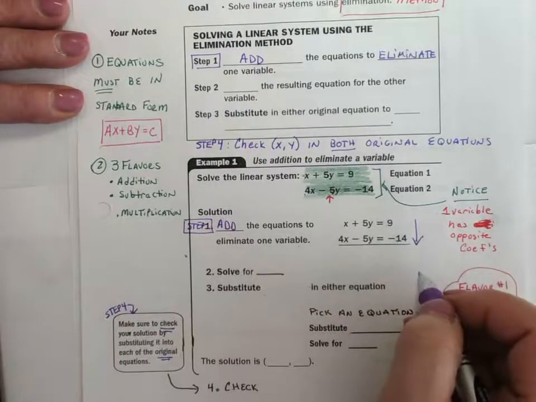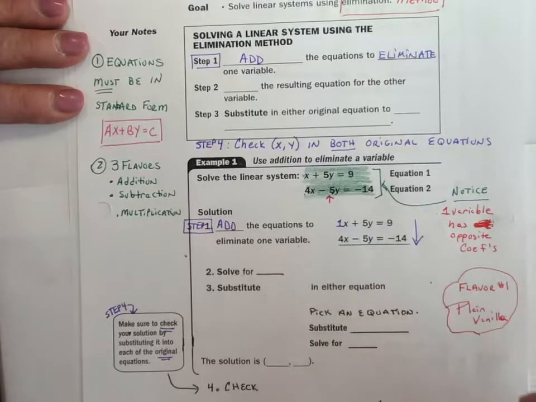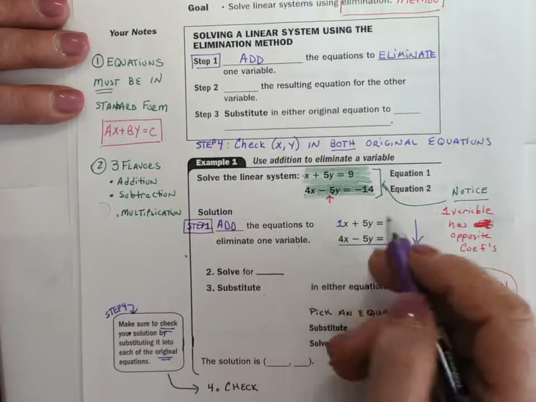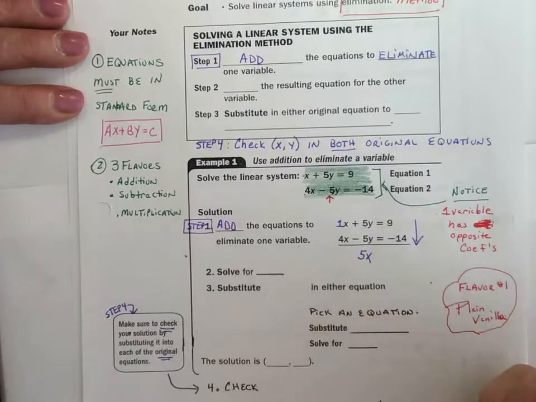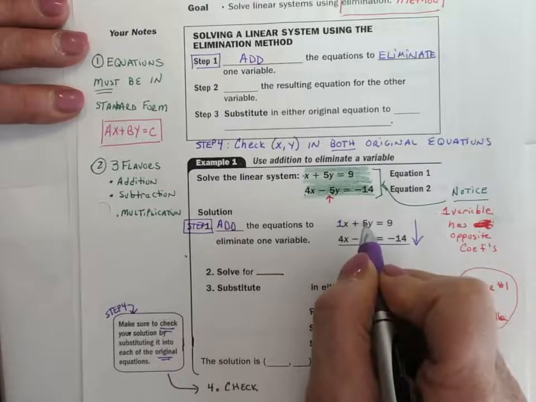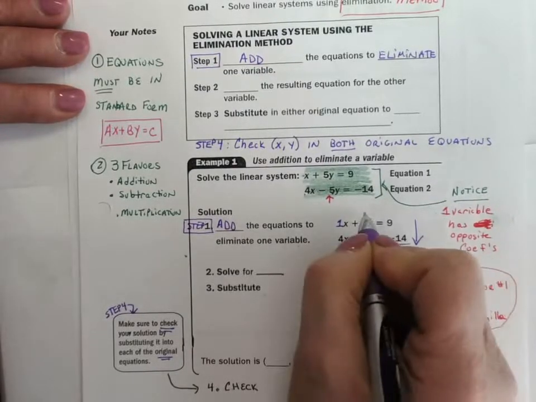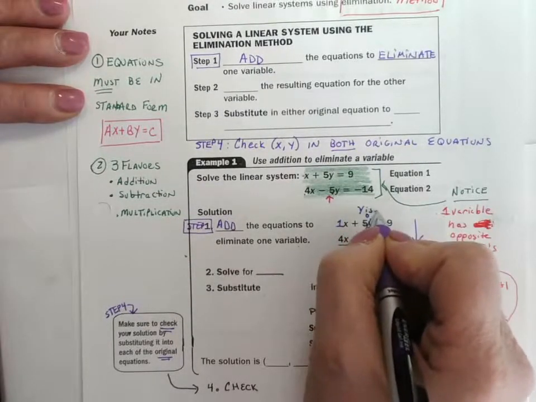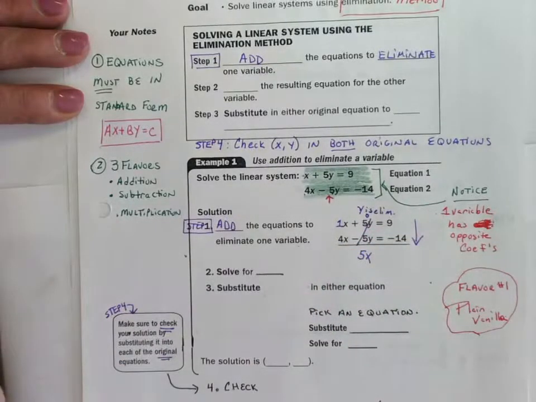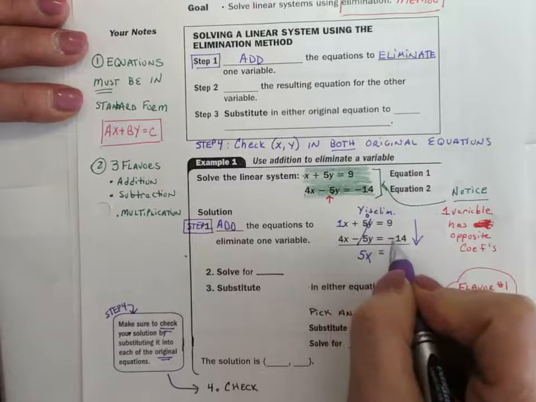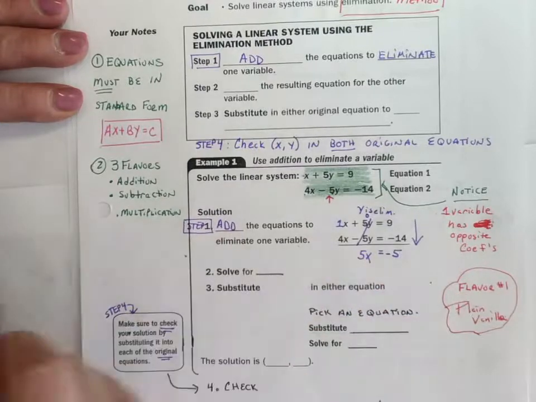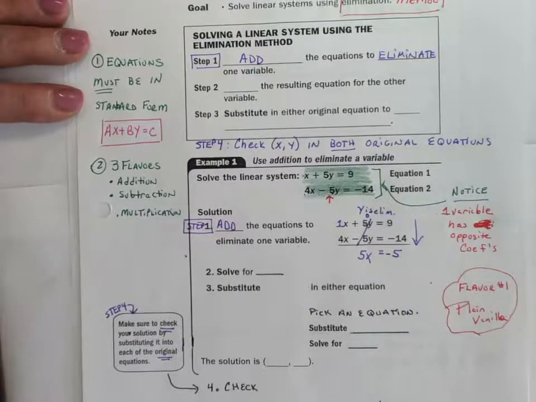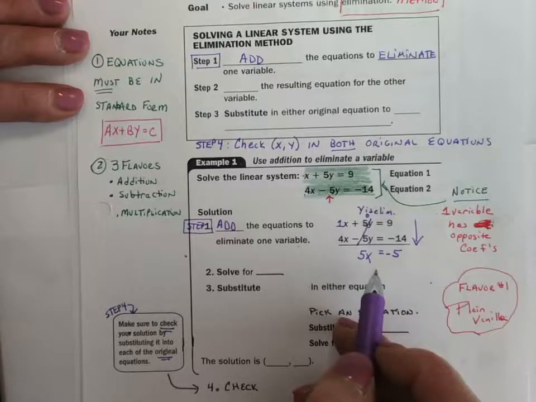So if we add them down, the coefficient here is 1. 1x and 4x is 5x. Notice that 5y and negative 5y is 0. Y is eliminated. We add down, we get 9 minus 14 is negative 5. Well, that's a really easy equation to solve for.